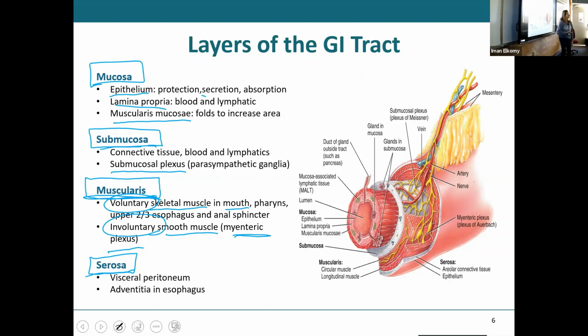Once you went below the diaphragm, I told you that everything in the abdomen is covered, except for the kidney, covered in peritoneum, which is serosa, right? The peritoneum is part of the serosa, if that makes sense. Okay. So visceral peritoneum when it's on the organs, and then adventitia in the esophagus, and of course the parietal peritoneum was on the abdominal wall.